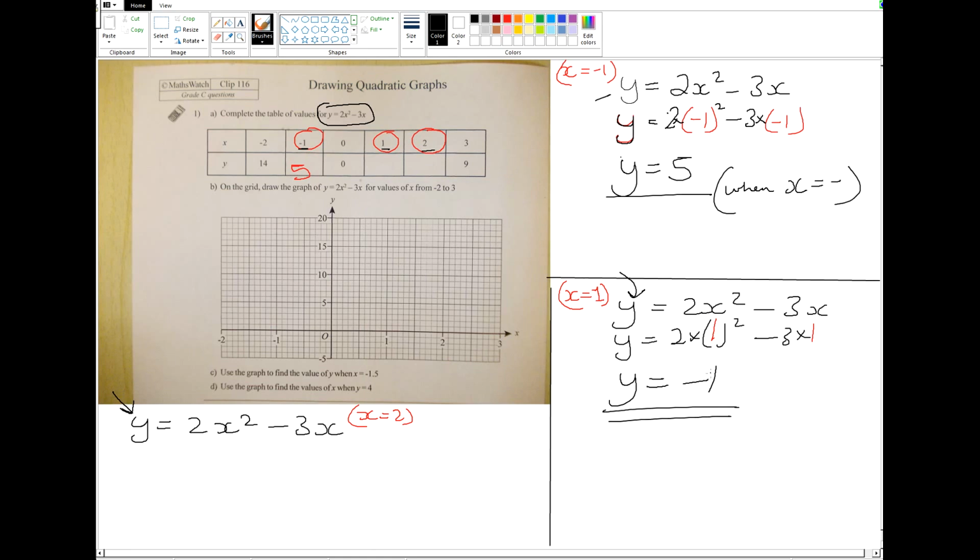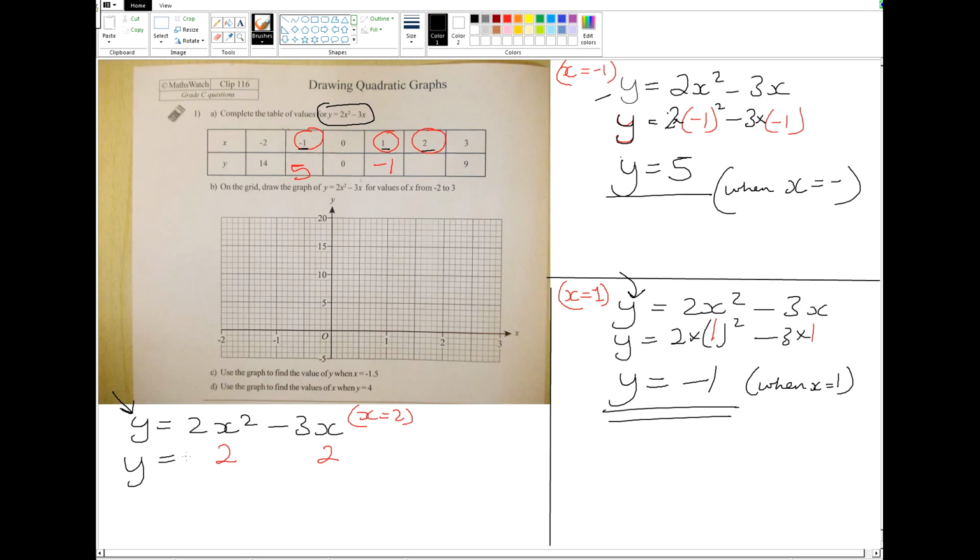y equals minus 1 when x is equal to what, Ali? x equals 1, yeah. So we get the red pen and we put in here x equals 1, minus 1. The last one is 2. So we will put x equals 2 in there.